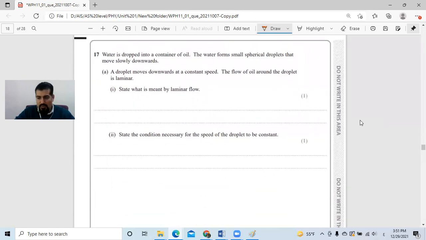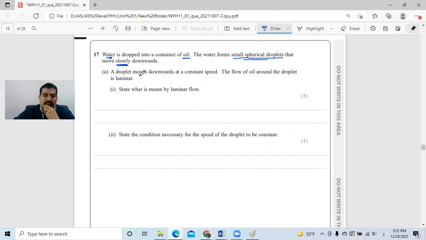Let's move on to question 17. Water is dropped into a container of oil. Water is denser than oil, so it falls down. The water forms small spherical drops that move slowly downwards.